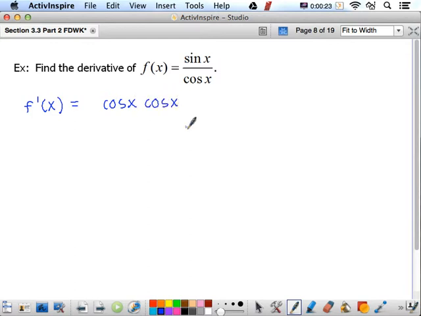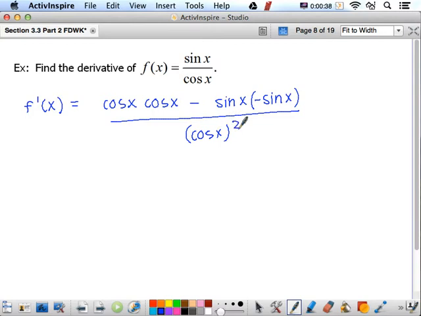So we have cosine of x times cosine of x minus high d low, all over low low, which would be cosine of x quantity squared. Okay, if we clean the numerator up, we have cosine squared. And remember that in trig, if something is squared, we usually put the 2 right here between the trig function and the angle. And a negative sine times a negative sine is a positive sine squared of x, all over cosine cosine, which is the same as cosine squared.